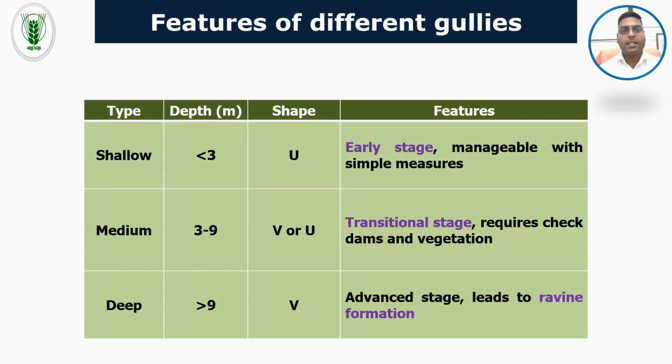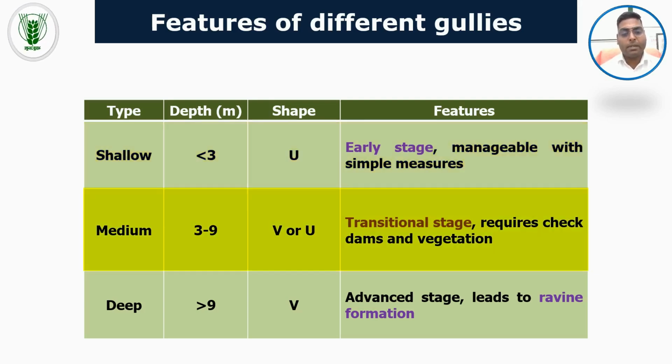Now we will discuss about the features of different gullies. Gullies are generally categorized into three types based on their depth: shallow gullies, medium gullies, and deep gullies. Shallow gullies have less than 3 meter depth and generally have U shape. These gullies are easily manageable with simple vegetative and structural measures.